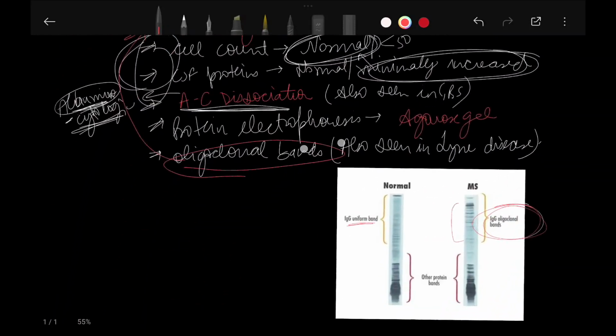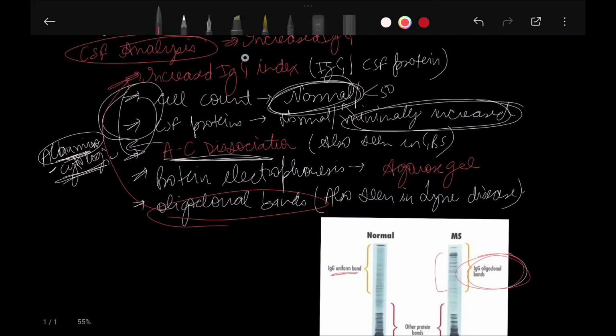We studied the MRI of the brain and CSF analysis. Just remember IgG, then all the points, and AC dissociation, all the points. They will come to the mind naturally.